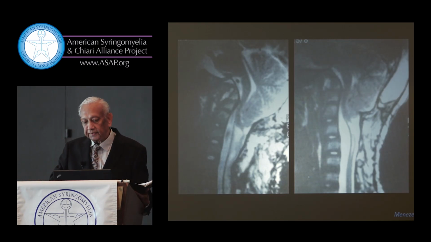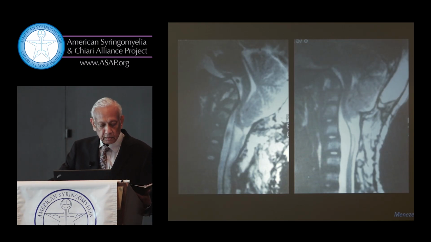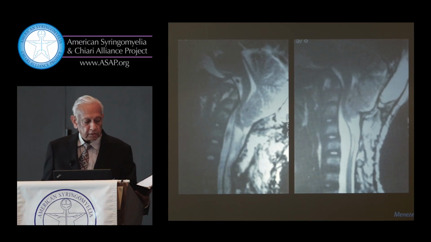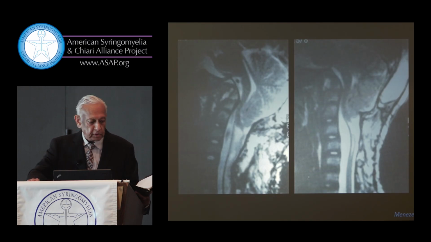This is a patient who had a secondary form of basilar invagination. The slide to the left shows the compression from in front and the hindbrain herniation with the syrinx cavity going all the way up. The slide to the right is after the ventral decompression. The syrinx has now nearly disappeared.